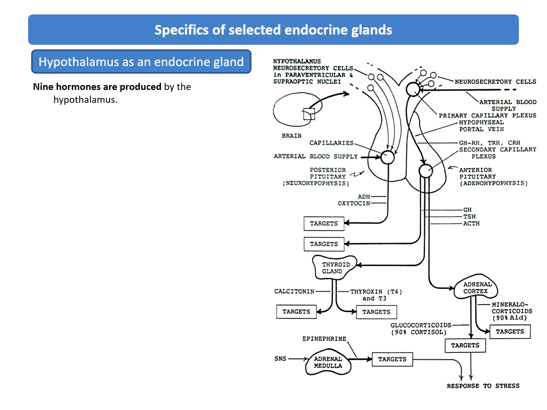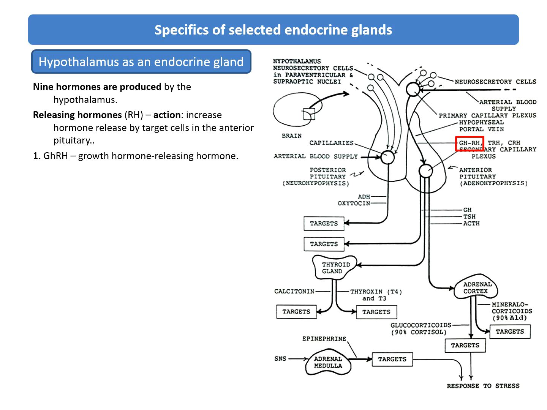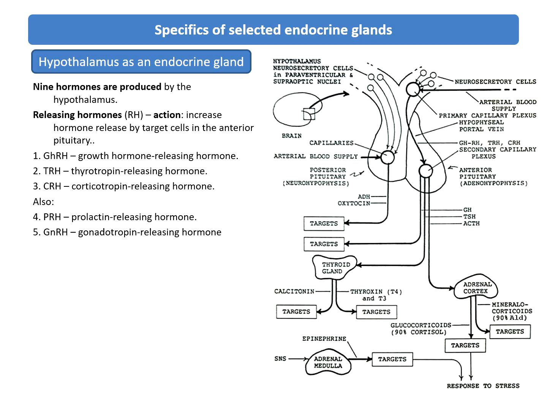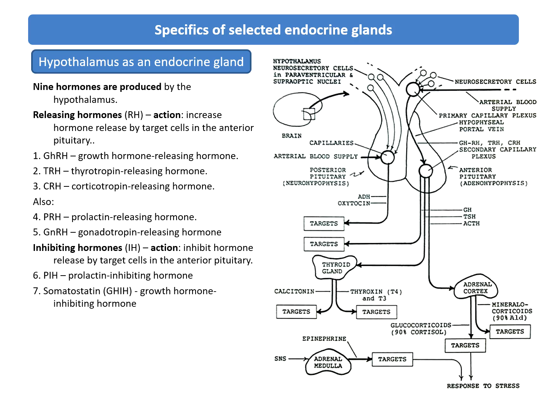Let's look more closely at the nine hormones produced by the hypothalamus. One group are called releasing hormones, RH. Their action is to increase hormone release by target cells in the anterior pituitary. GHRH is growth hormone releasing hormone. TRH, thyrotropin releasing hormone. CRH, corticotropin releasing hormone. Also not shown, PRH, prolactin releasing hormone, and GnRH, gonadotropin releasing hormone.